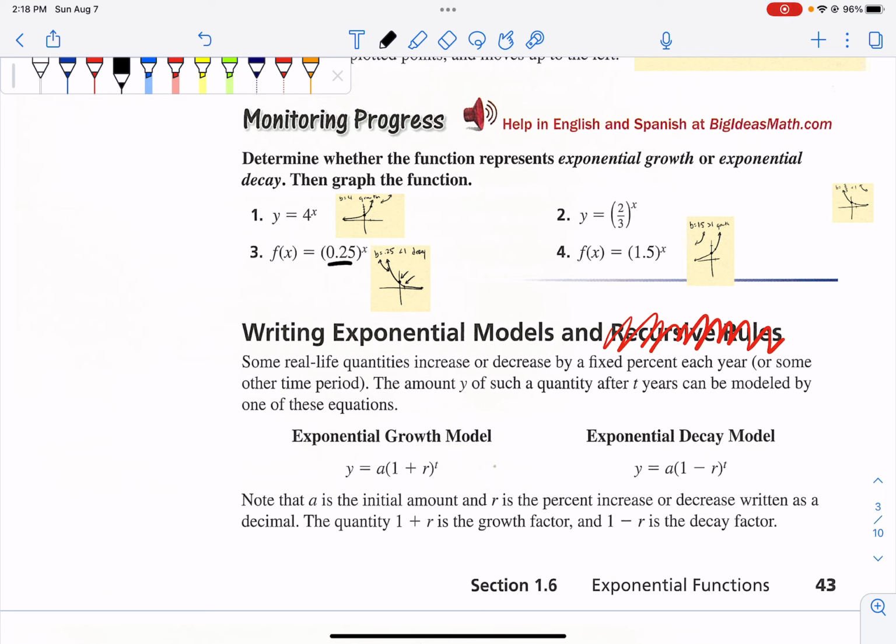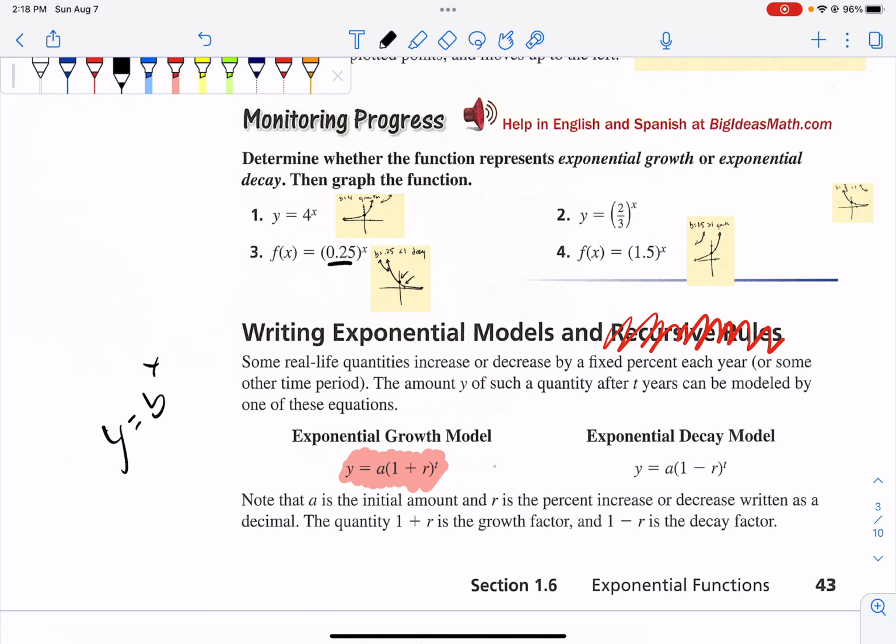So these are story problems. The reason we are covering this version, the exponential growth model y equals a times 1 plus r raised to the t, this is all about story problems, okay? I can't just use y equals b to the x to solve every story problem, but I can use this function. It's the same function, it's just written a little bit different, all right? Here's what I want you to know about this function.